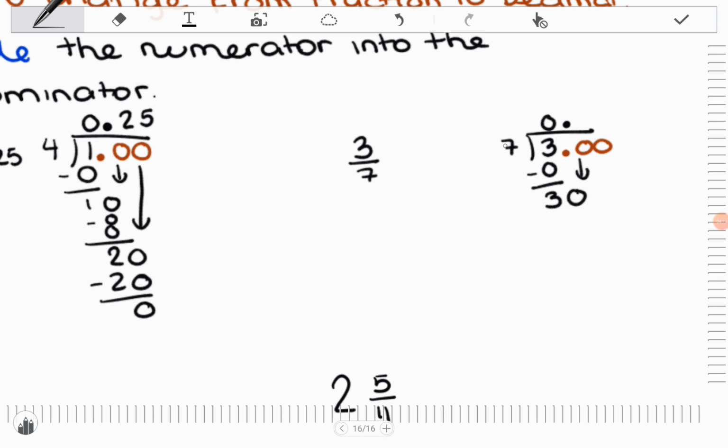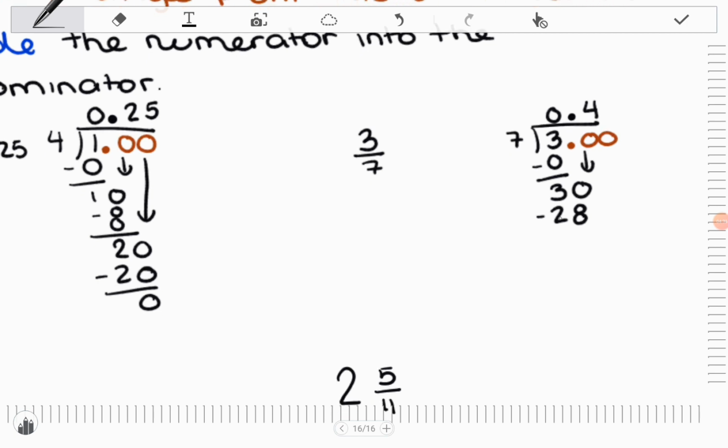How many times does the 7 fit in the 30? 4 times, right? Because 4 times 7 is 28, and 7 times 5 is 35, and that's already more than 30, so it has to be 28. And we subtract, and this is going to be 2.